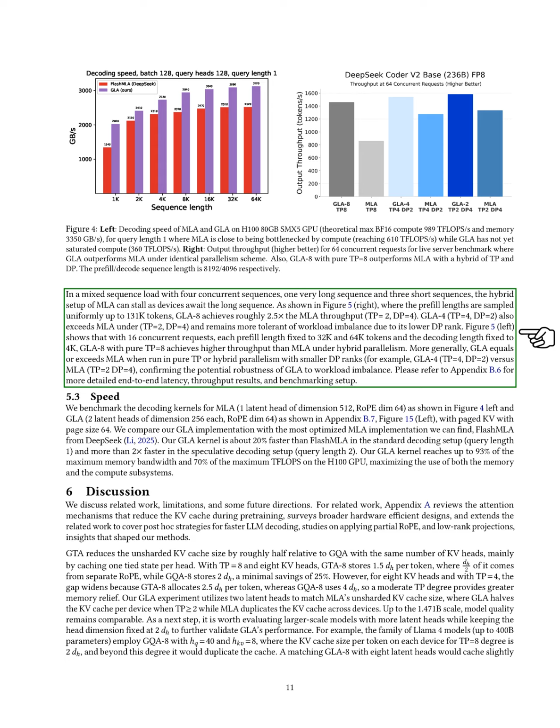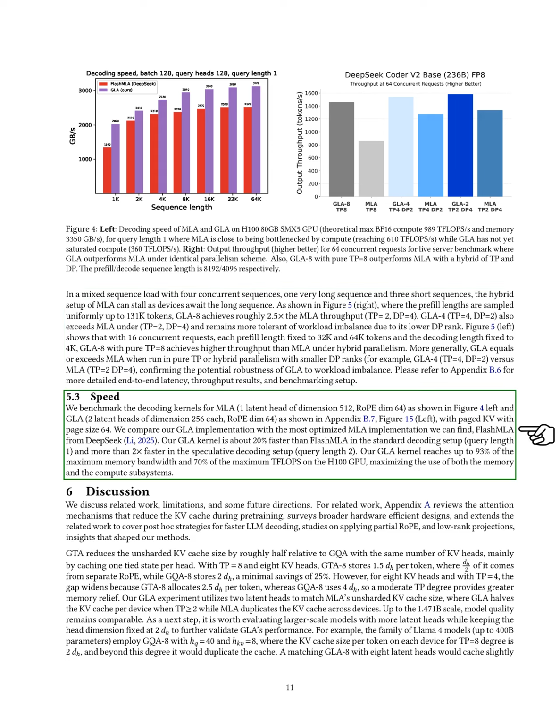GLA4 also exceeded MLA's performance and showed greater tolerance for workload imbalances. In another test with 16 concurrent requests, GLA8 achieved higher throughput than MLA under hybrid parallelism. Overall, GLA matched or exceeded MLA's performance in both pure and hybrid parallel setups with smaller data parallel ranks, demonstrating its robustness against workload imbalances. For more detailed results on latency, throughput, and benchmarking, we refer to the appendix.